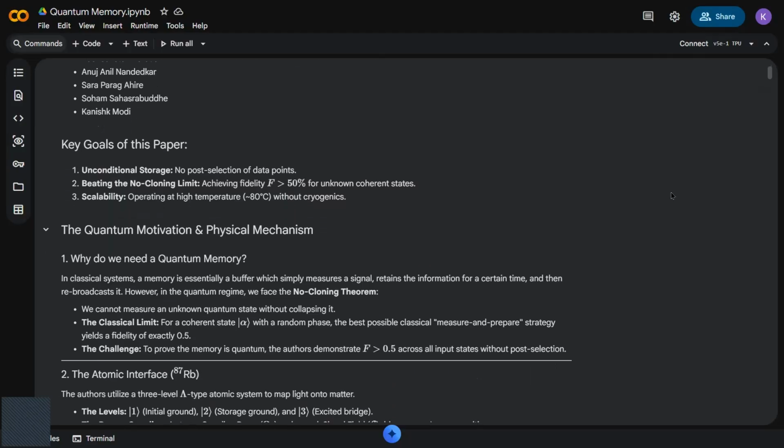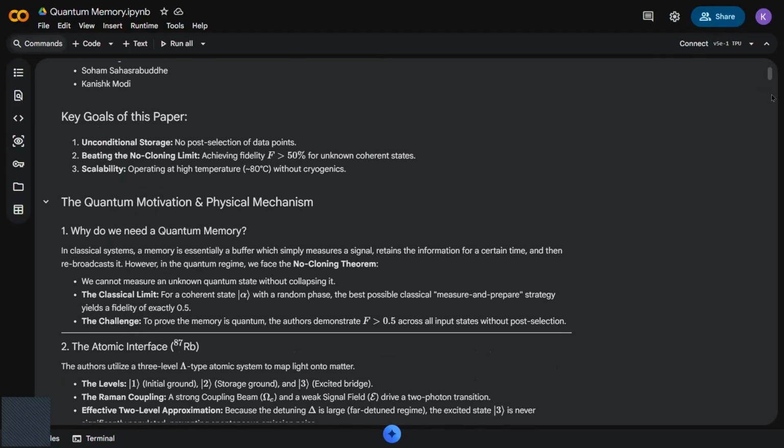So the key goals of the paper are: first is unconditional storage. So after retrieving the data from the memory, we do not post select. We do not select the data points based on any noise measurements or anything. And then we want to beat the no cloning limit. So we need to achieve fidelity greater than 50%, which is the maximum limit in case of classical memories and classical storage of memories. And then we want to achieve scalability.